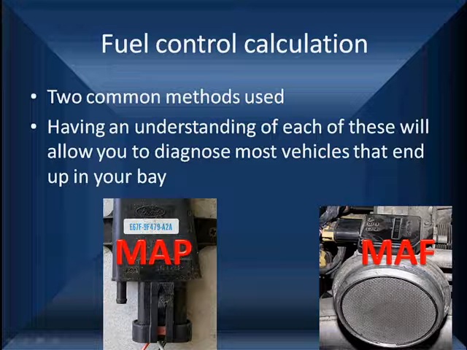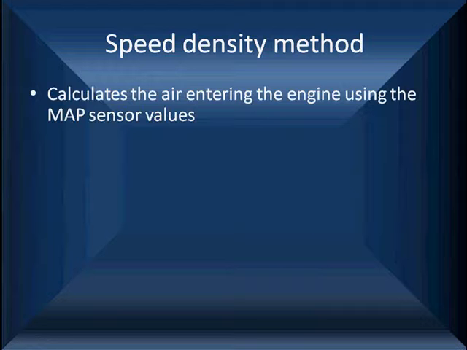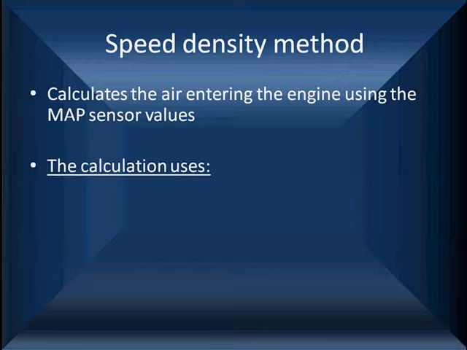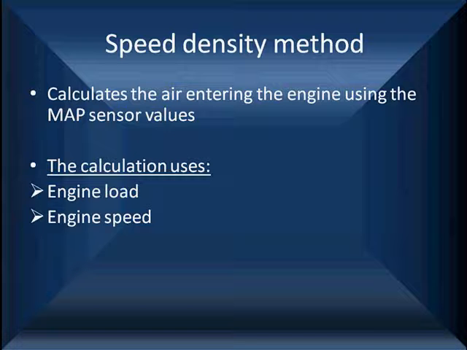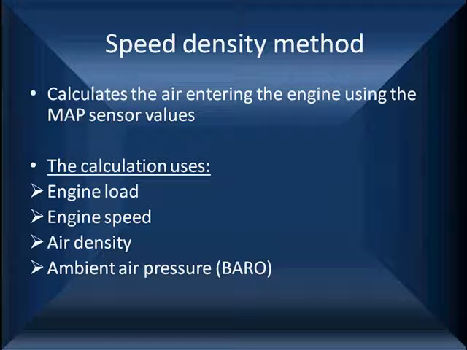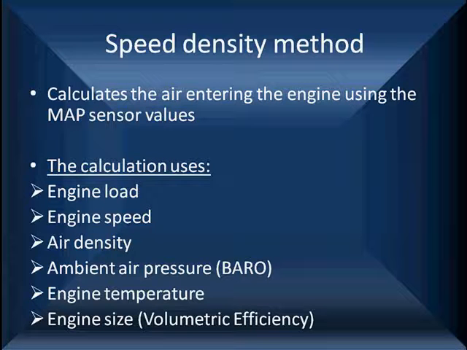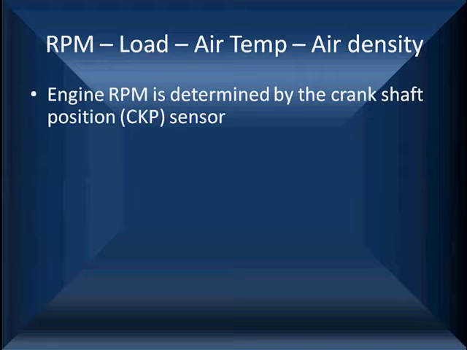The calculations are critical. Our load calculations are using two different methods, and they'll cover almost all the vehicles entering your service bay. That's the MAP sensor and the mass airflow or MAF sensor. Let's start with the speed density system that calculates the air entering the engine by using the MAP sensor values. Calculations it's going to use are engine load, engine speed, air density, ambient air pressure (baro), engine temperature, and finally, engine size or volumetric efficiency. Now we're going to talk about each one of these. Let's break them down one at a time.